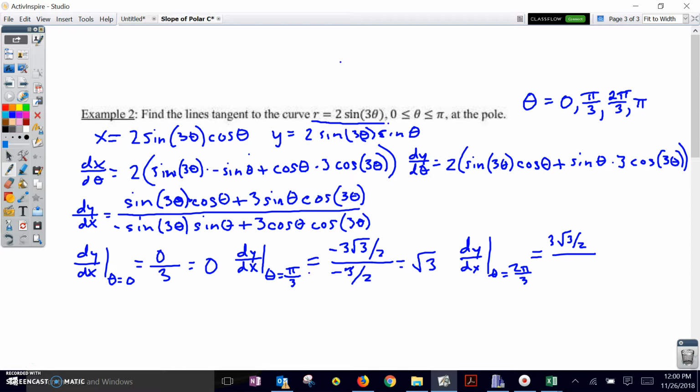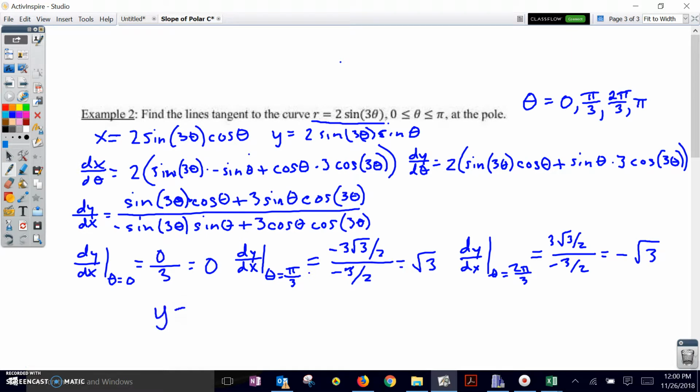So that's just going to end up being negative 3/2. So that ends up being negative square root of 3. And then for theta equals pi, that's going to be the same as for theta equals 0. So we have three tangent lines to the curve.